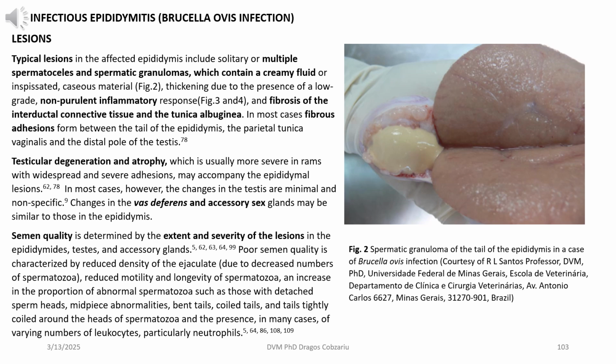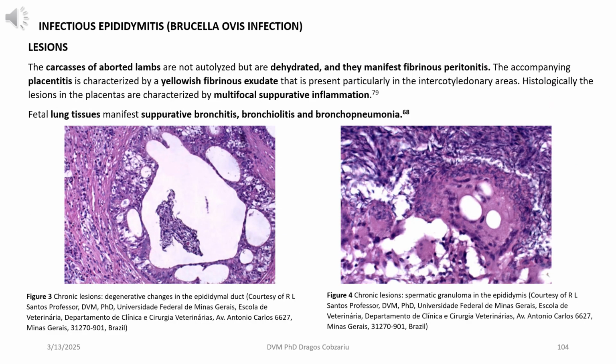Figure 2. Spermatic granuloma of the tail of the epididymis in a case of Brucella ovis infection. The carcasses of aborted lambs are not autolyzed but are dehydrated, and they manifest fibrinous peritonitis. The accompanying placentitis is characterized by a yellowish fibrinous exudate that is present particularly in the intercotyledonary areas. Histologically, the lesions in the placentas are characterized by multifocal suppurative inflammation. Fetal lung tissues manifest suppurative bronchitis, bronchiolitis, and bronchopneumonia.